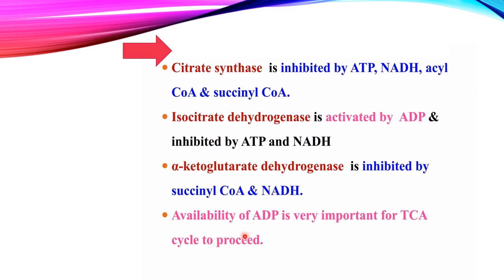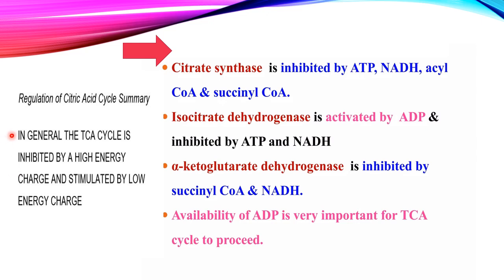Therefore, availability of ADP is very important for the TCA cycle because it activates various enzymes, as ADP, that is adenosine diphosphate, is an indicator of the low energy of the cell. Thus, I can conclude that in general, the TCA cycle is inhibited by high energy charge, which is indicated by adenosine triphosphate and NADH, and stimulated by low energy charge, that is ADP or AMP molecules, which activate various enzymes.